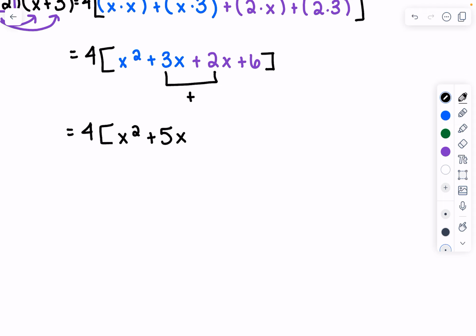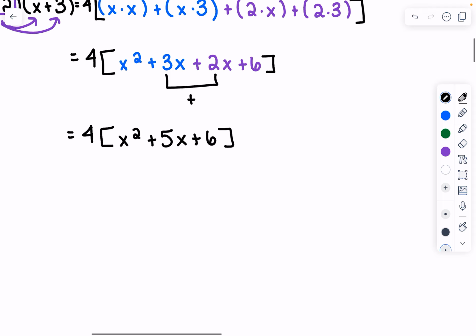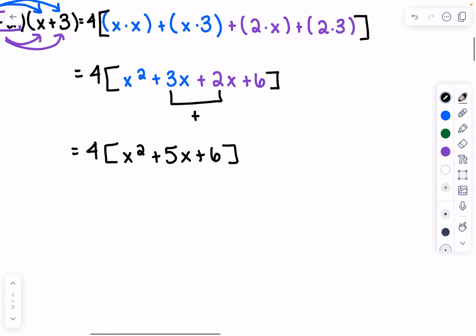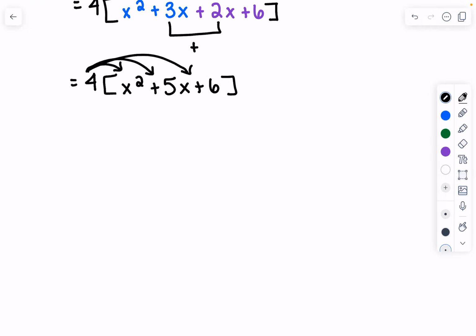I'm using a square bracket just to distinguish because we have a lot of different sets of brackets. So it's mostly there just as an aid. All right. And the last part, I'm going to now take that 4 and distribute in as well. I'm only going to do this when I'm left with a simple trinomial, so x squared plus 5x plus 6. I'm going to take that 4 and multiply in.